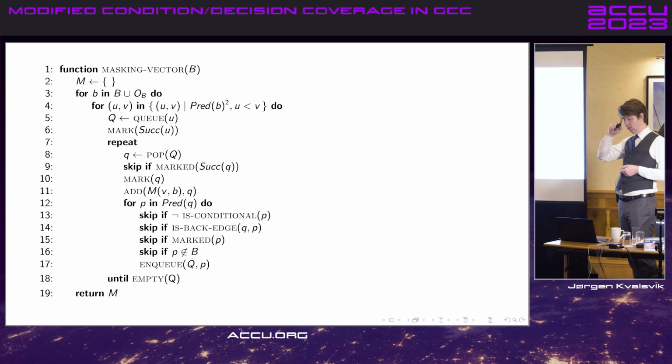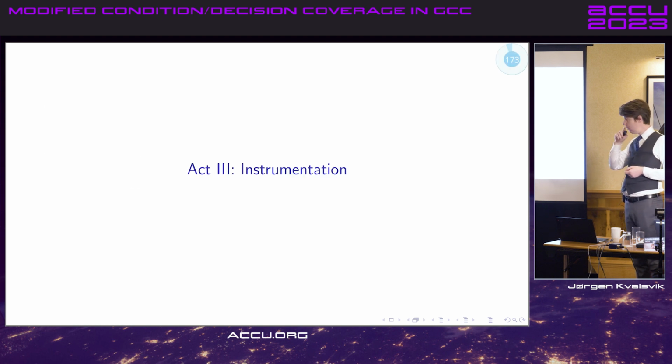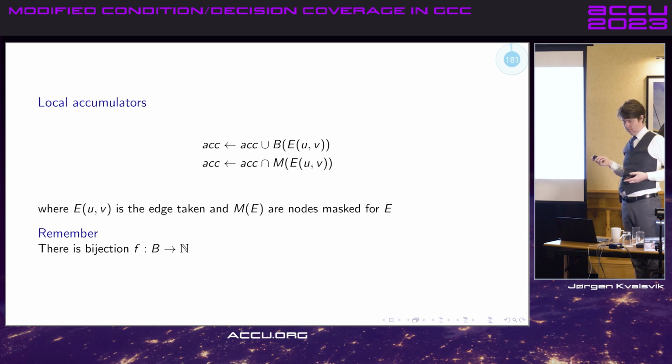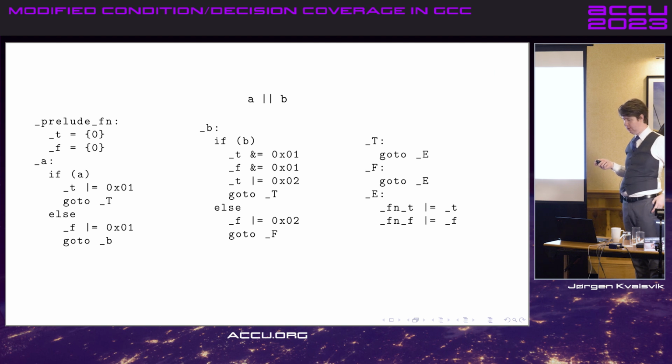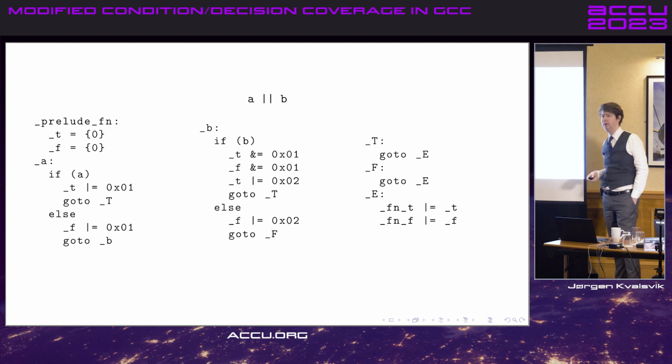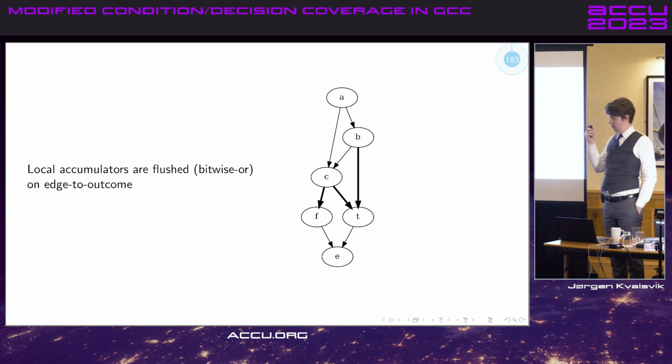This is what it looks like in pseudocode. It's a bit longer in C++. I won't cover instrumentation because we don't have time. But essentially what happens is that your program ends up looking like this. So for the expression A or B, every time you take a condition and go into that block, you update a local accumulator, and whenever you go to an outcome of the full expression, you flush those into global accumulators, which will then be written to the file. So in this case, these edges that I've thickened will flush the accumulators into the global ones.